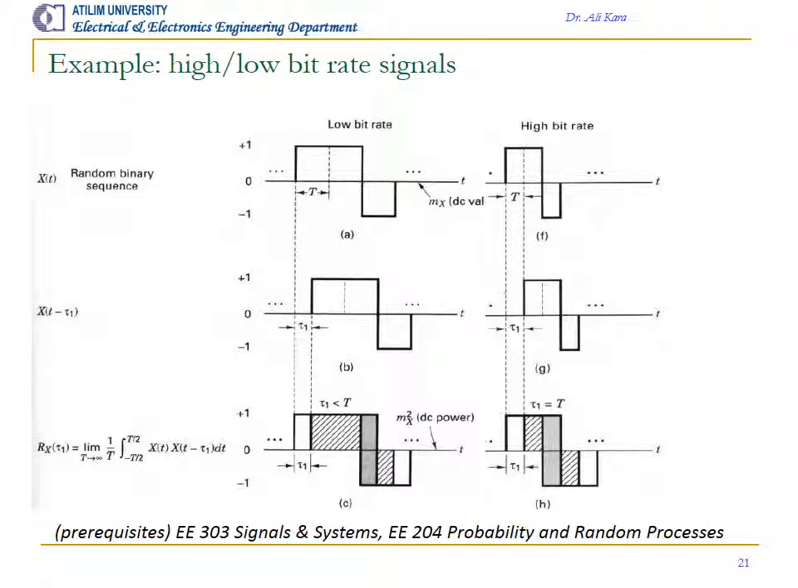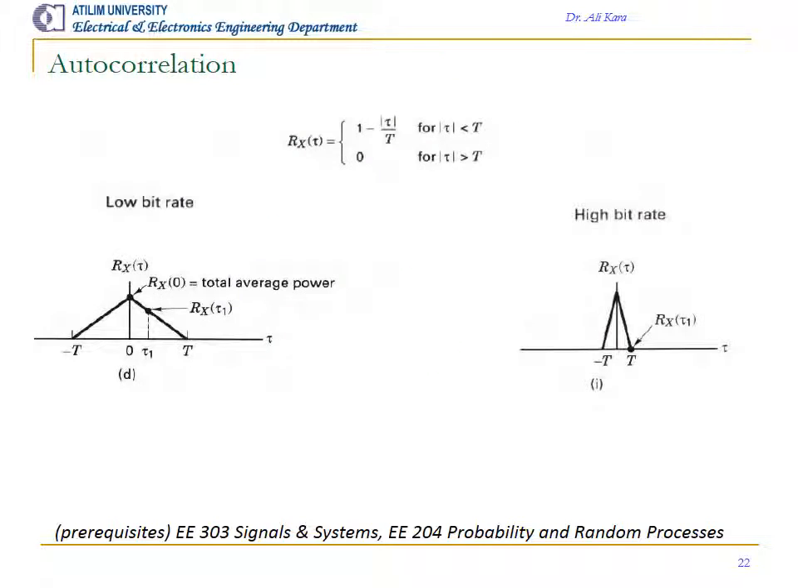Example: high and low bitrate signals. Here you can see how the previously derived results of different autocorrelation behaviors manifest themselves for signals with different bitrates. We will see how the bitrate affects the autocorrelation in the next slide. Autocorrelation. See that high bitrate means a concentrated autocorrelation, and low bitrate corresponds to a wider curve for the autocorrelation function.